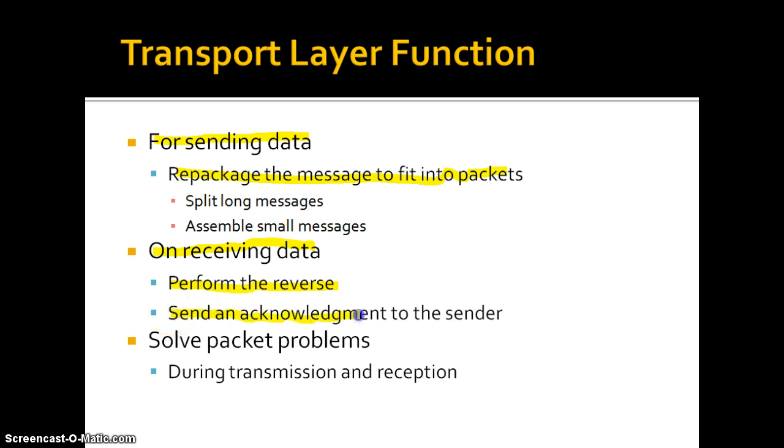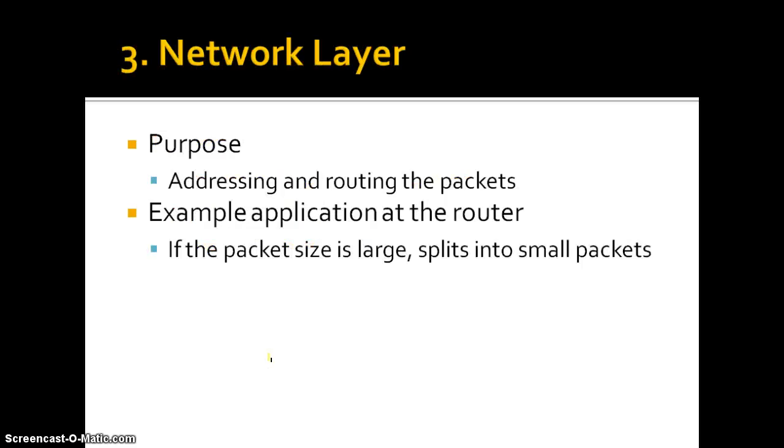It then sends an acknowledgement to the sender on the reception of the data. It also performs this function of solving packet problems, which occur during the transmission and the reception of data. So the transport layer performs very important functions in the OSI model. Next layer is the network layer.